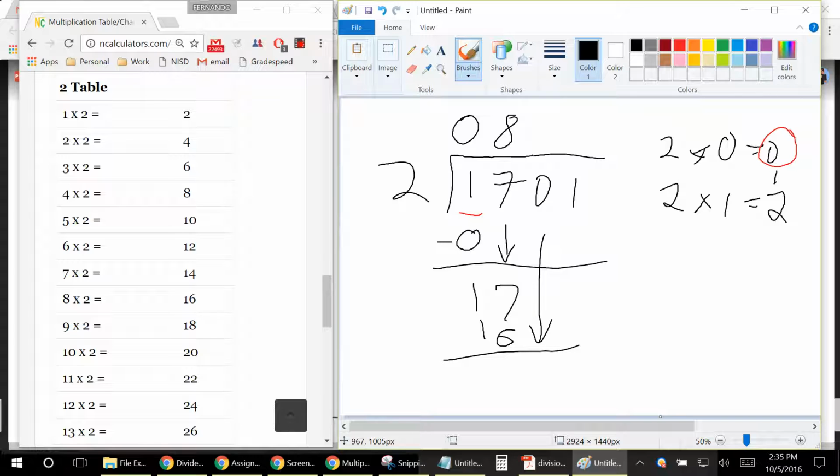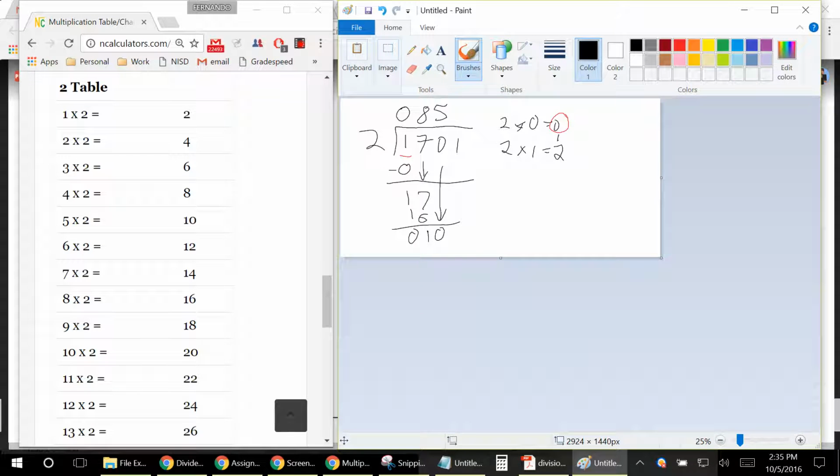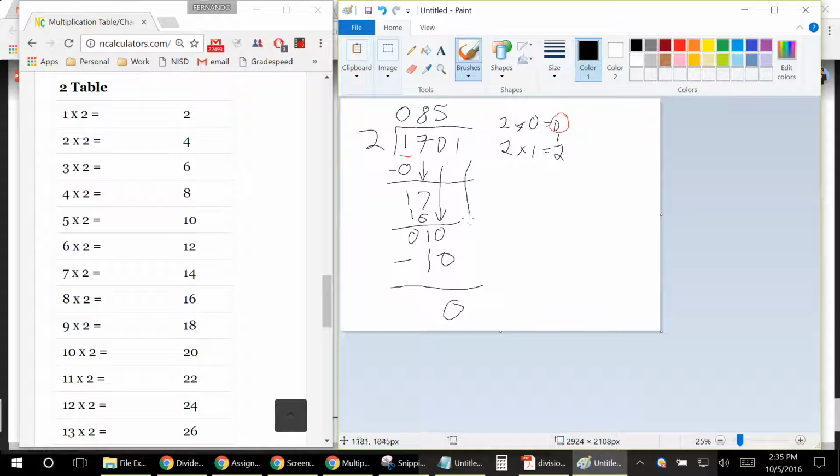You're going to go ahead and subtract it. 7 minus 6 is 1. 1 minus 1 is 0. Over here you drop the 0, and now it's a 10. 10 comes exactly as 5 if you look at that. So 5 times 2 is 10, okay? And 10 minus 10 is 0, but we're not done yet. You have to bring down that 1.